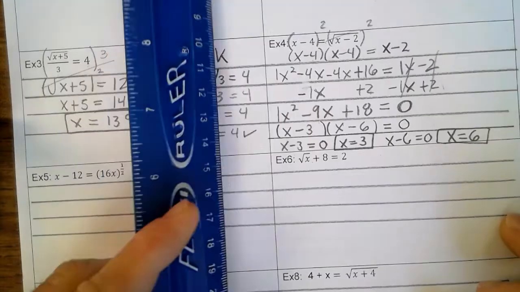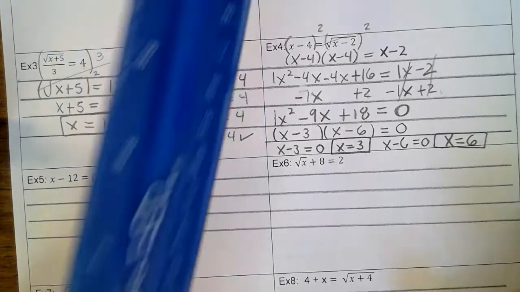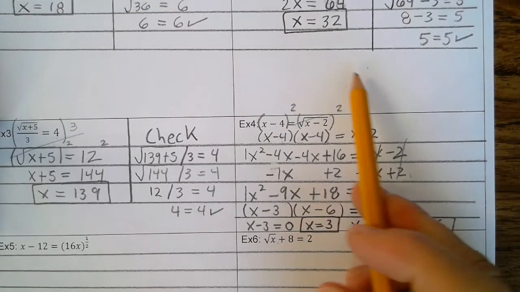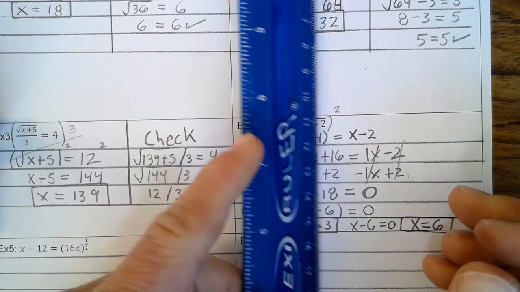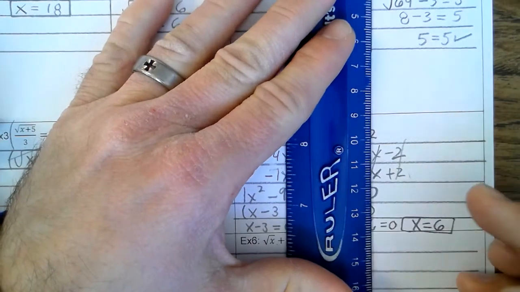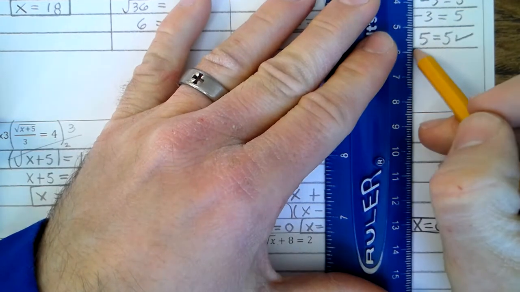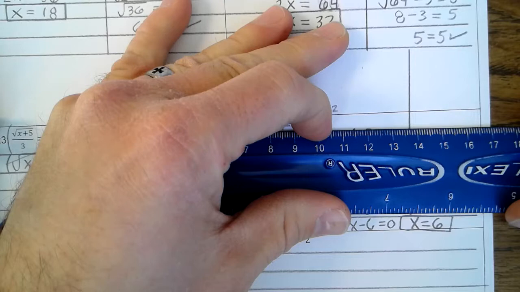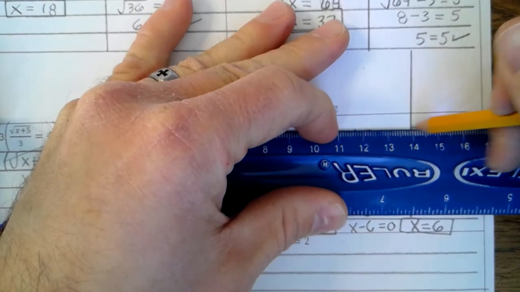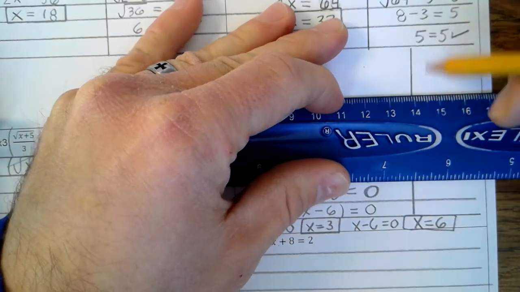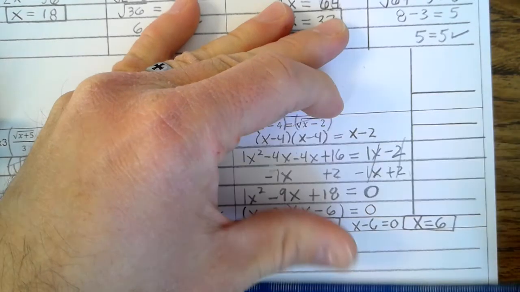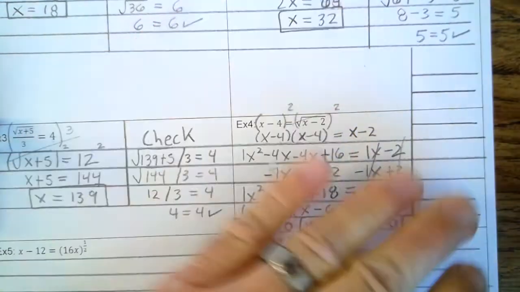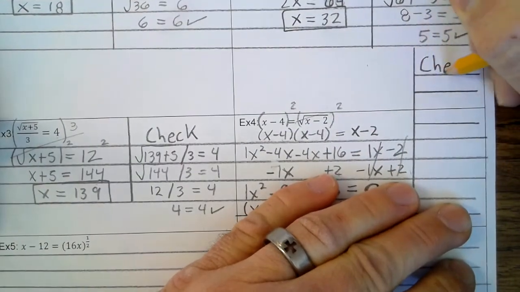All right, and then you want to check. Now, I didn't use all of my space for example 2, so I'm actually going to use space from there to check. You're going to need a little space because you need to check both numbers.